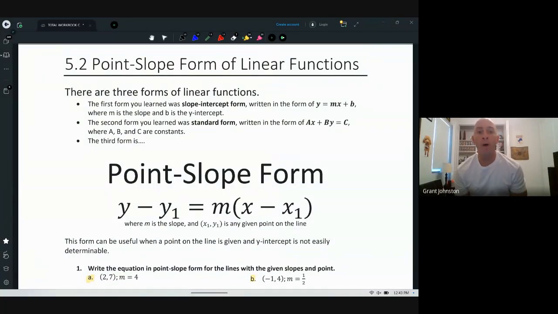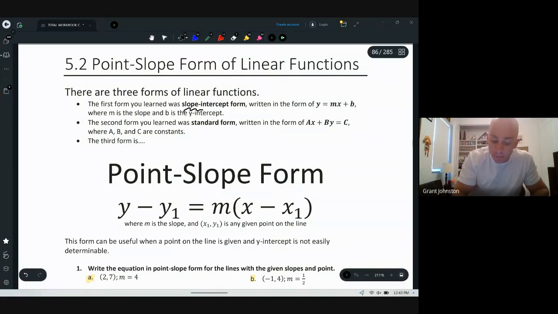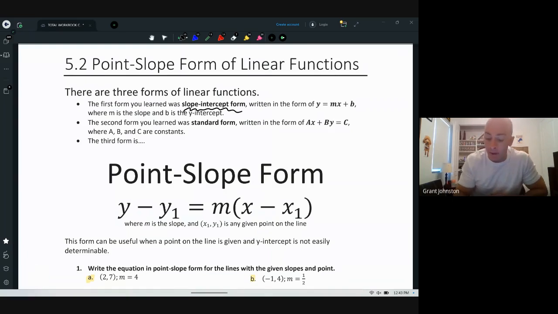Point slope form of linear functions. Okay, so we've actually done two different forms so far. We've done slope intercept form, that's y equals mx plus b, where you have the slope and you have the y-intercept. We've done standard form, where it's written like this, and there's a couple different methods in which you can graph it.